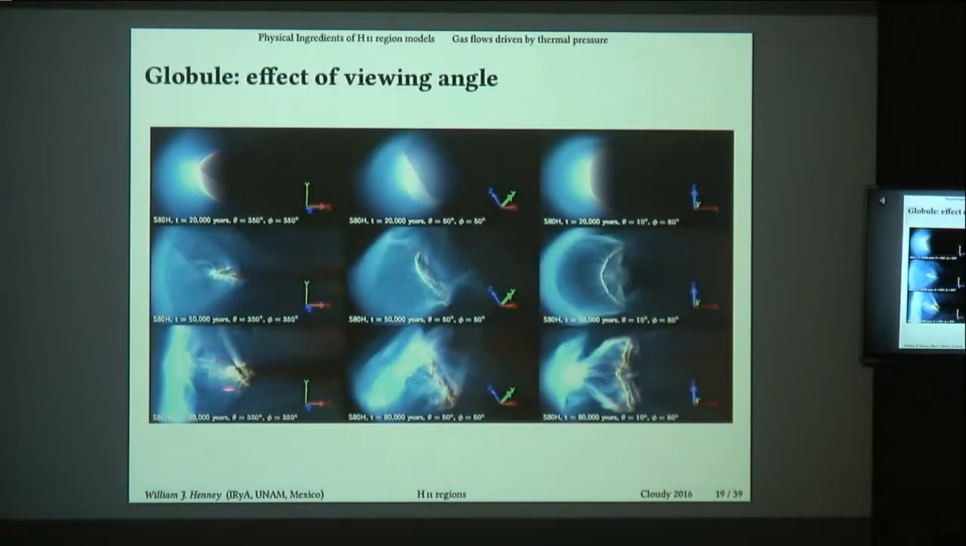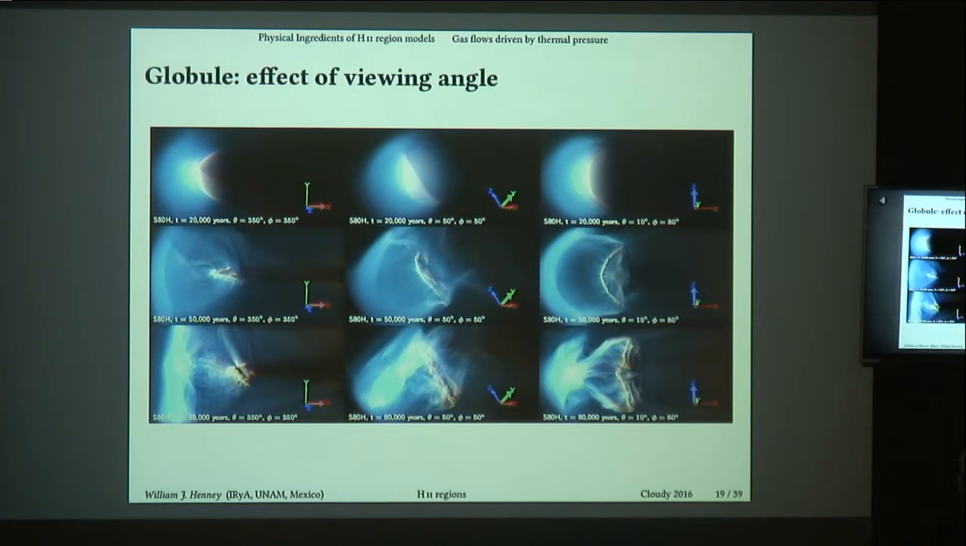These are just synthetic observations in optical emission lines. So there's the initial stage of the implosion seen from different angles. When we look from the top, we're pushing things across the field lines, so we can't really implode the globule very much. But when we're looking from the side, when the magnetic field lines are going this way, then the gas can be easily crushed down onto the axis.